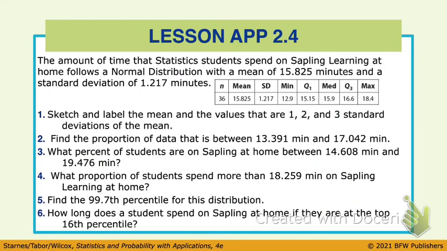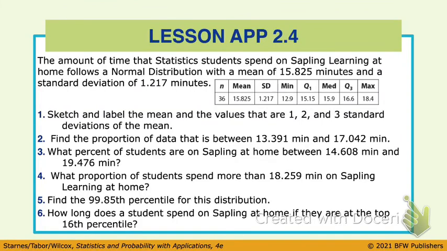All right, your favorite distribution right here. You ready? The amount of time that statistics students spend on sapling learning at home follows a normal distribution with a mean of 15.825 minutes. That might be a little bit of an overestimation. And a standard deviation of 1.217 minutes. We're going to sketch and label the mean and the values that are 1, 2, and 3 standard deviations of the mean. We're going to find the proportion of the data that's between that and that. We're going to find the percent of students, and you're going to answer all these questions. Are you ready? Go!